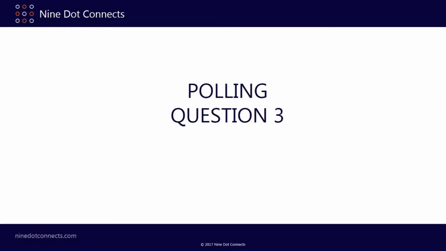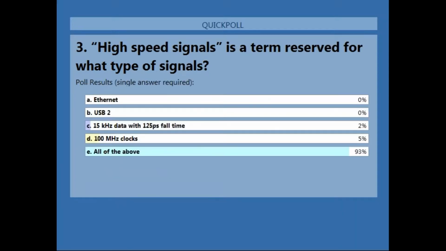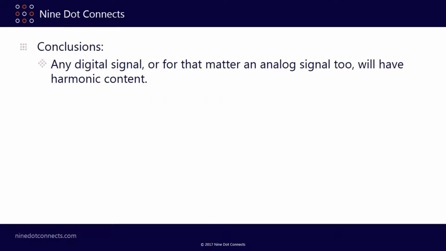So polling question number 3. High-speed signals is a term reserved for what type of signals? Awesome. 93% of you all got all of the above. That's great. Now, I kind of threw in a little trick there when I talked about 125 picosecond fall time. We're going to address that in just a second here. But the correct answer is E, all of the above.